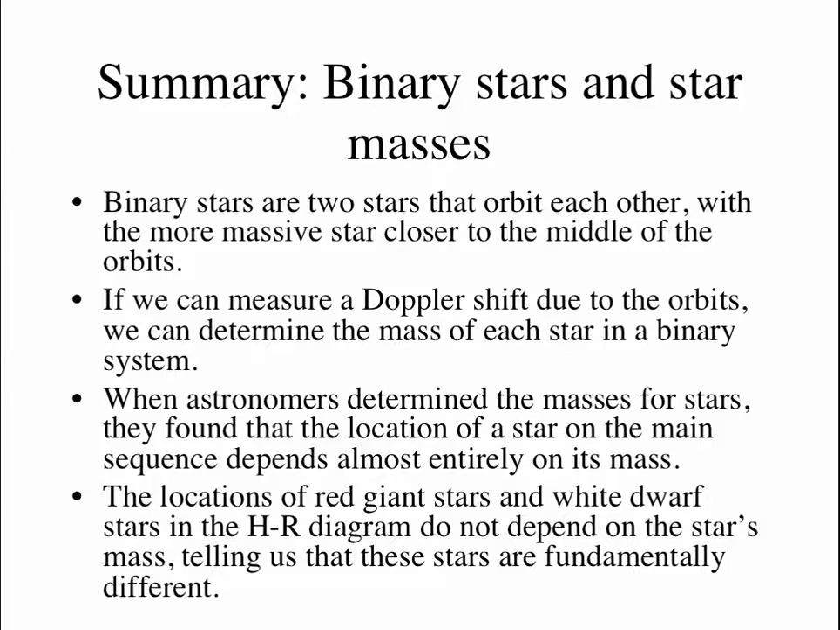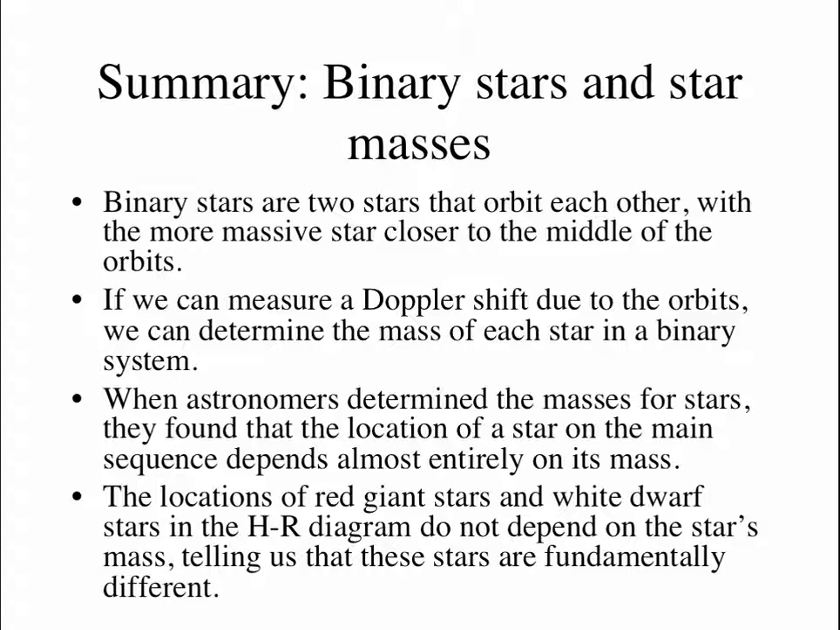So let's summarize what we've learned in this final mini lecture for chapter 17. We've learned that binary stars are two stars that orbit each other, the more massive star closer to the middle of the orbit. There are several types of binary stars. We talked about those. I'd like you to know a little bit about each one. What separates them, what makes a wide binary versus a spectroscopic binary versus an eclipsing binary. If we have a binary and we can measure a Doppler shift due to the orbits and we can get the orbital period, we can determine the mass of each individual star in a binary star system.